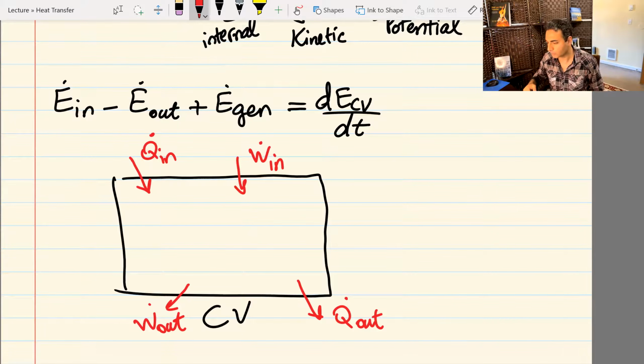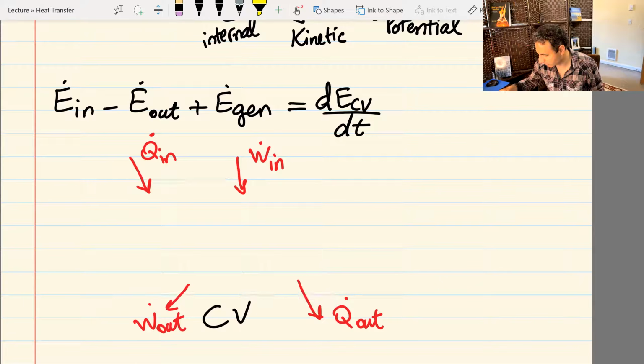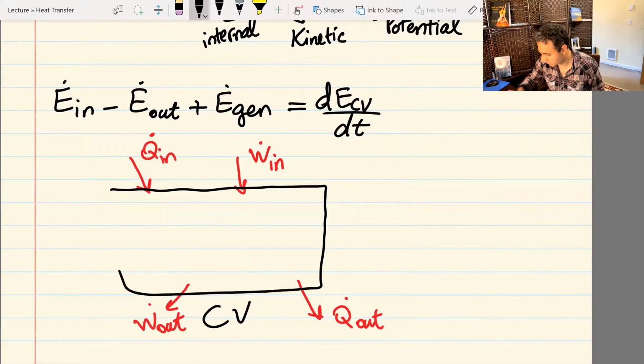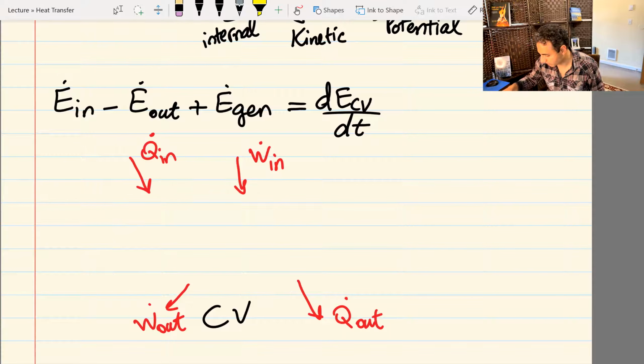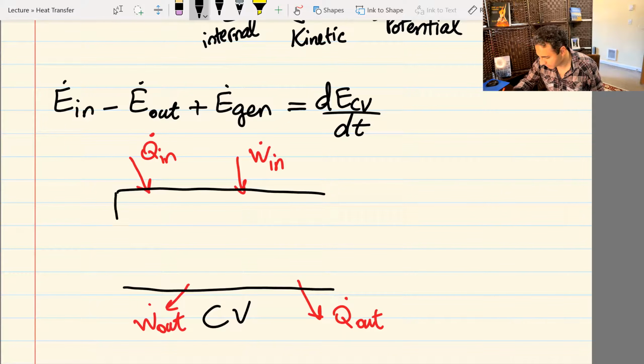Okay, so let's show that. I'm going to modify the boundaries of my system because of this, like this. I'm going to modify these two. Oh God, what did I do? I can fix it. Let's do it this way. There you go. Now it's good.